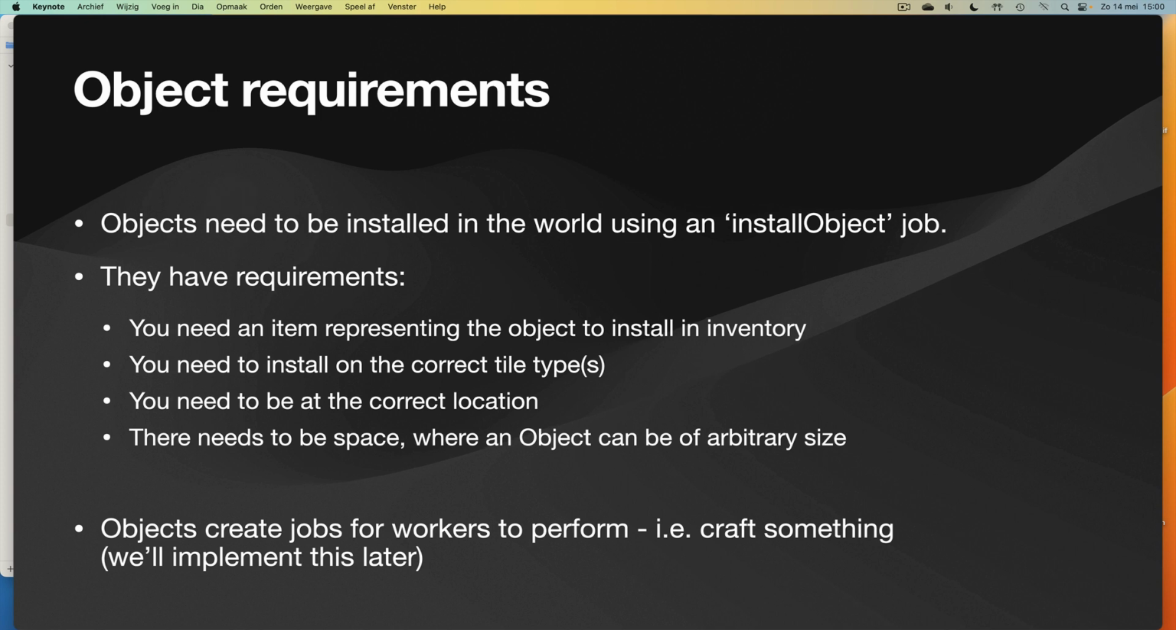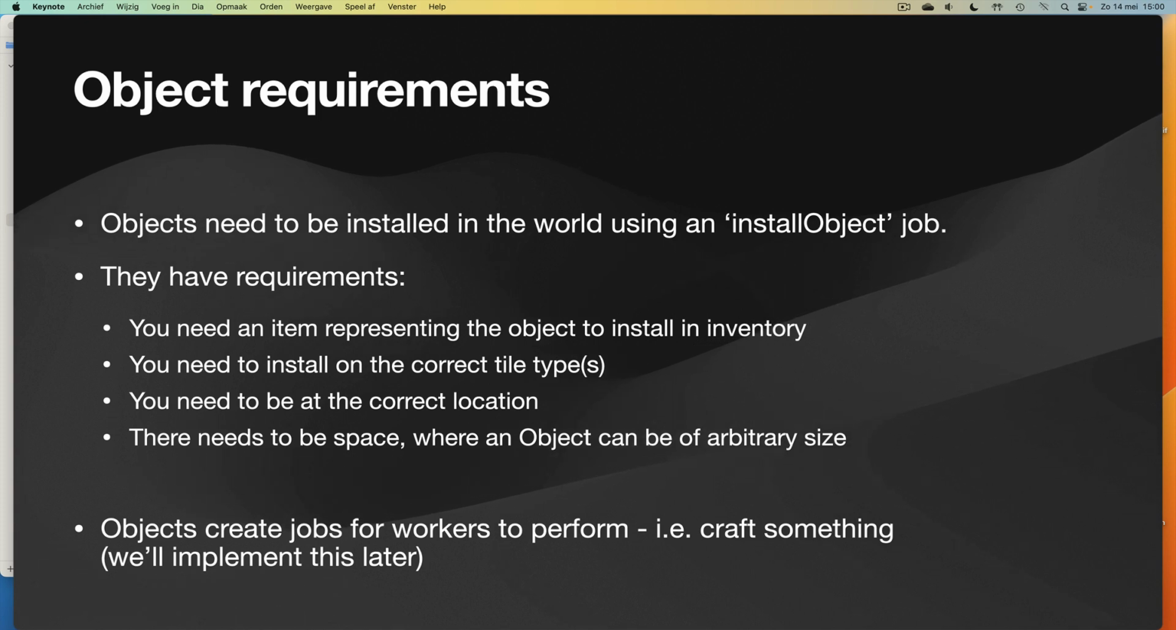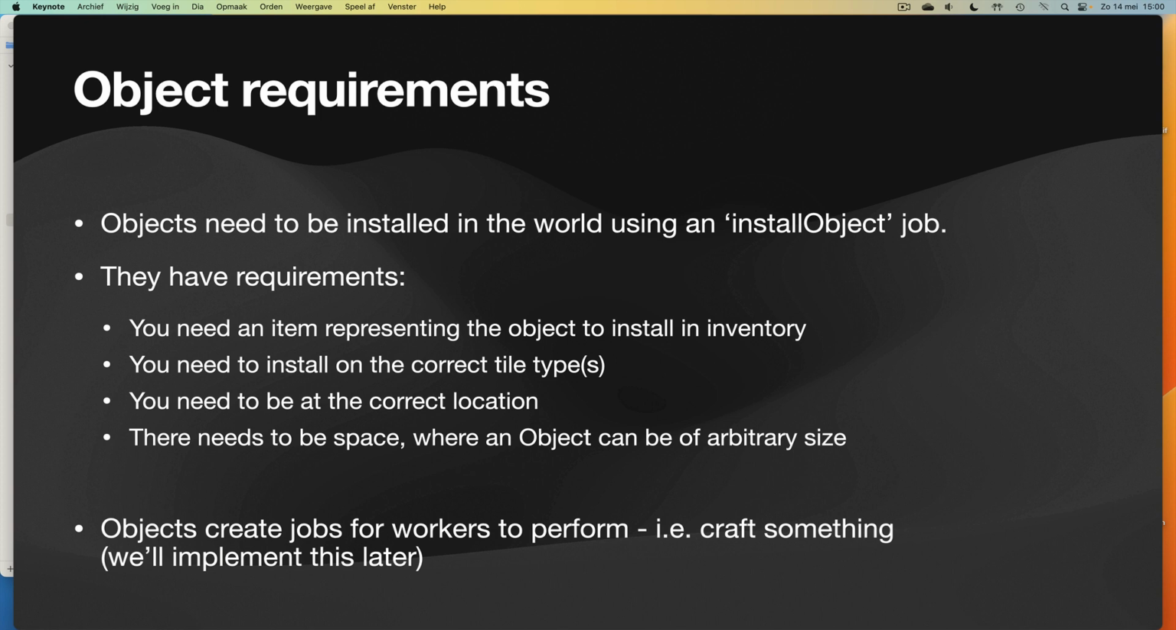And there needs to be enough space. So it needs to be unobstructed. There can't be any other objects or blocking tile types in the way. And objects can be of arbitrary size. So they don't have to be a one by one size. They can also be larger than that. So we need to take account of that in looking into a required space.